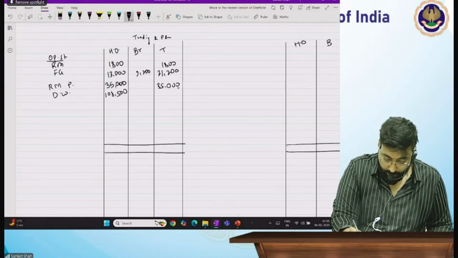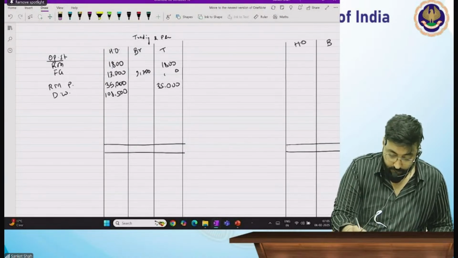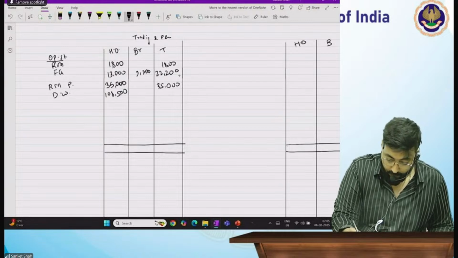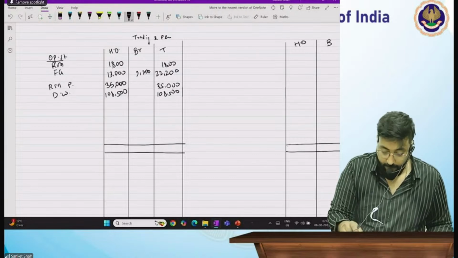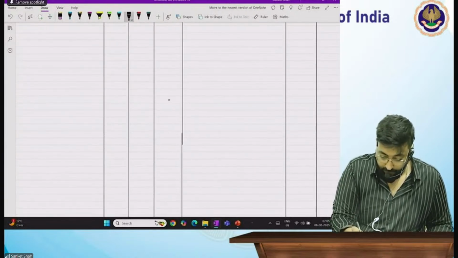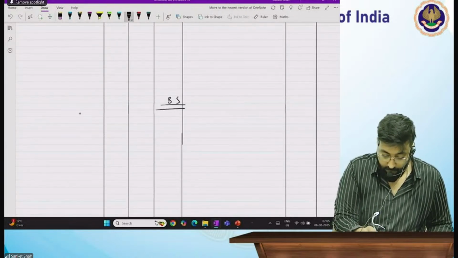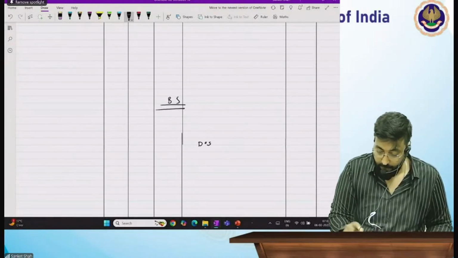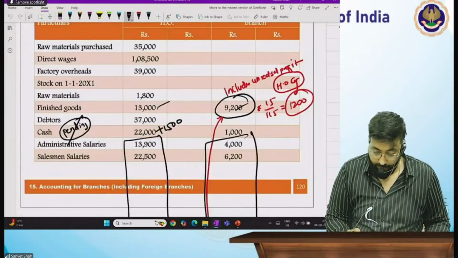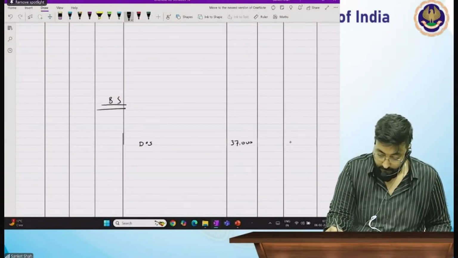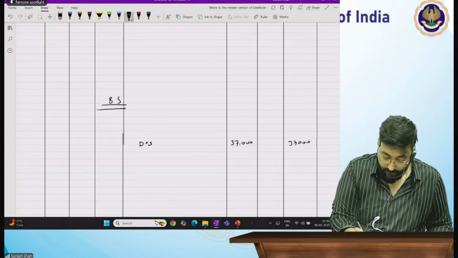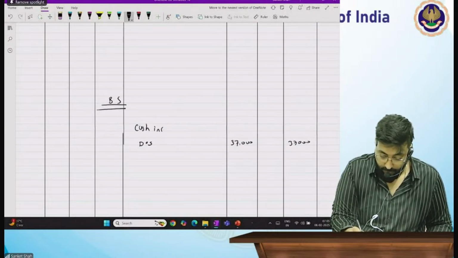Then closing stock, 22,200. Then stock 37,000 in balance sheet. Cash, we have to prepare the cash in transit. Then in P&L, administrative salaries, including 13,900.